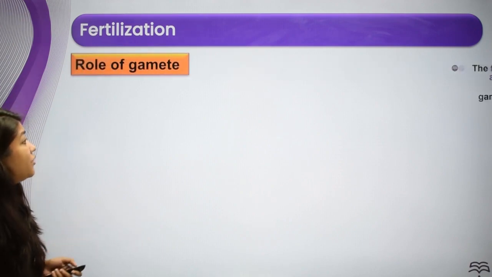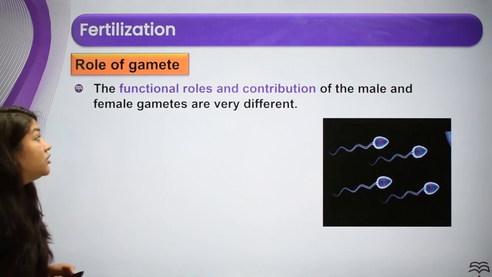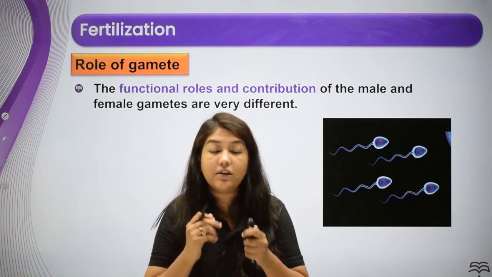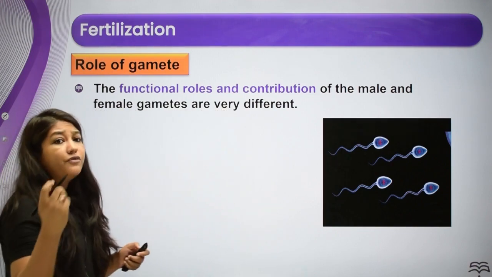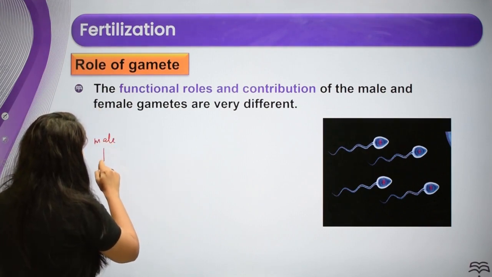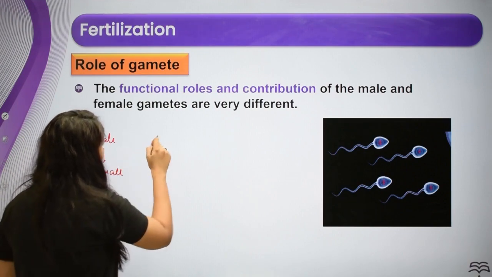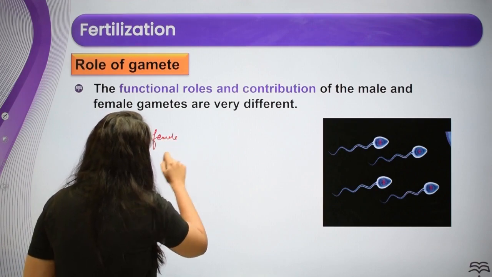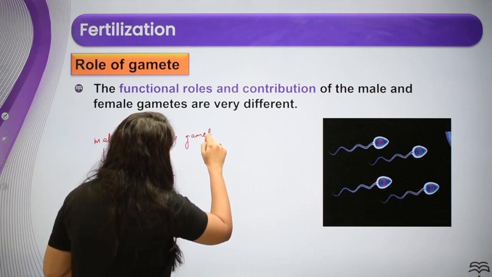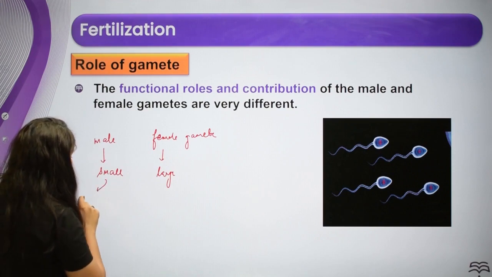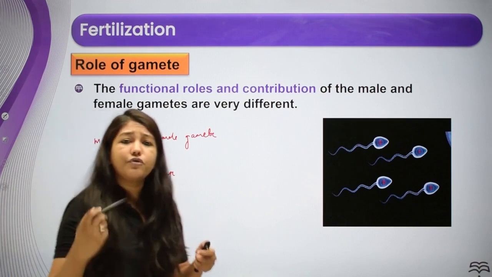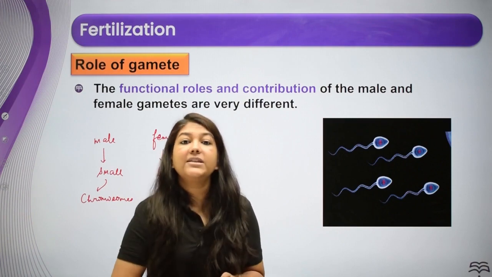Now see, what are the roles of the gametes? What are the contributions of the gametes? Now the functional role and contribution of the male and the female gamete are very different, right? If we talk about it in a small summary form, of course you all know the difference between the sizes of the male and the female gamete. Male gamete is sperm, it is very small compared to the female gamete, and female gamete is large. So the main contribution of the male gamete is basically the chromosomes, the genetic material. And the main contribution of the female gamete includes, of course, the chromosomes, but it includes the cytoplasm and the cell organelles as well.